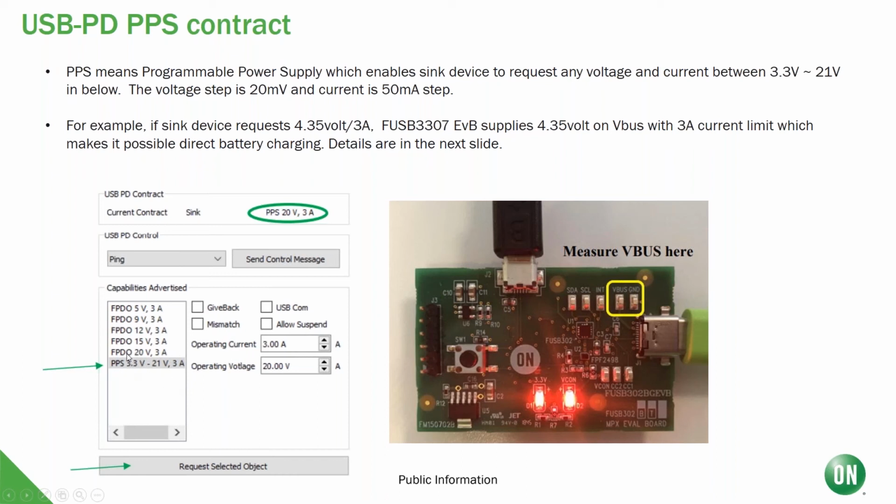So if a sink requests any voltage in between, like 3.3 or 3.5 or 3.6, then that voltage is supplied to the sink from the reference board. Also, the current can be requested, like 2.5 or 2 amps, for the current limit when a current limit is needed. So depending on the sink request, the reference board provides all the power.